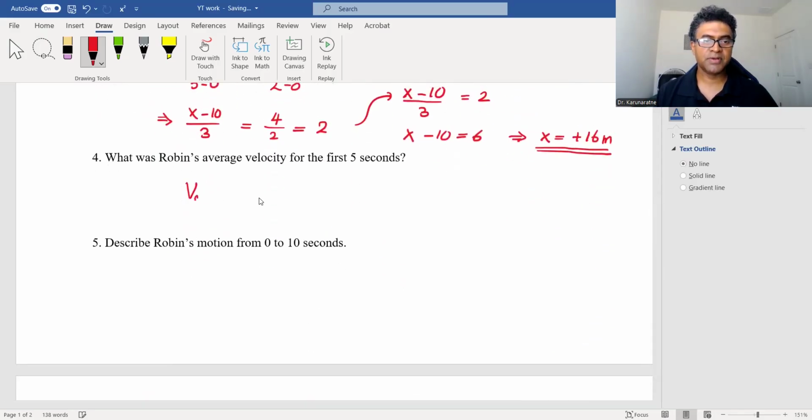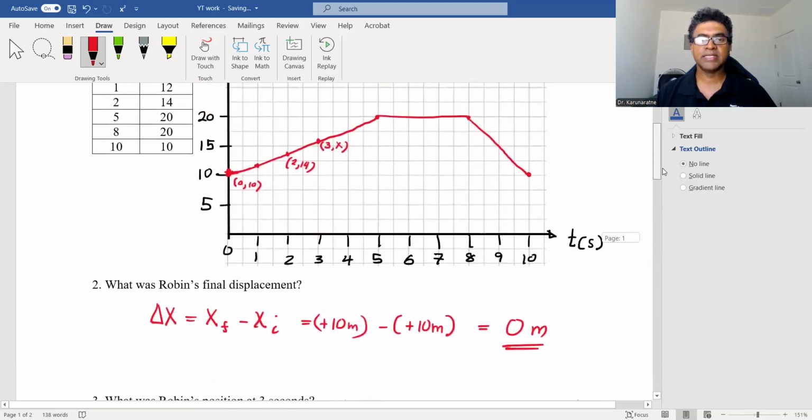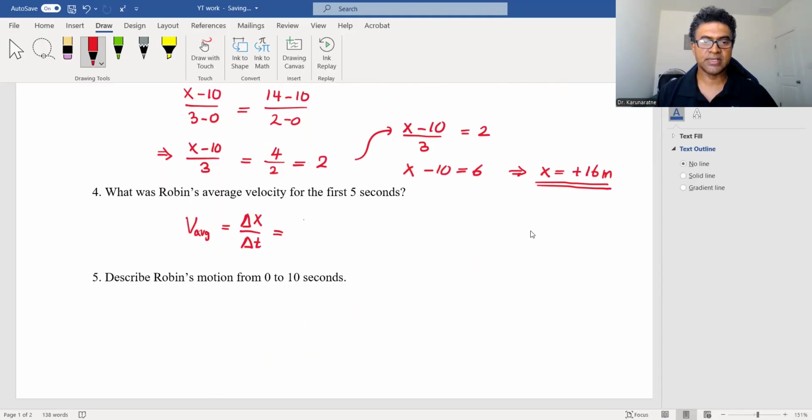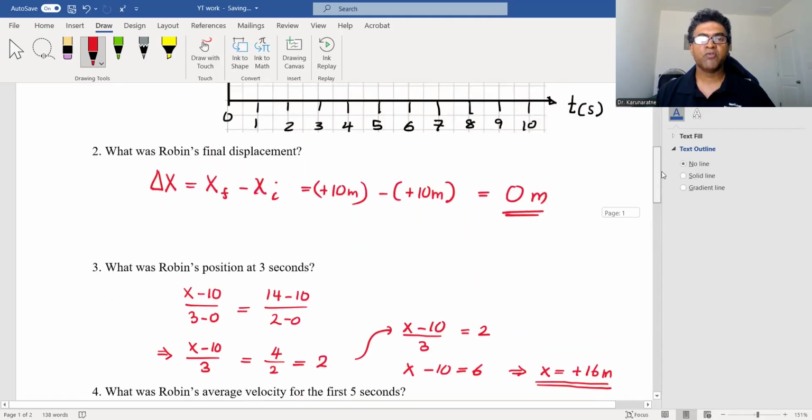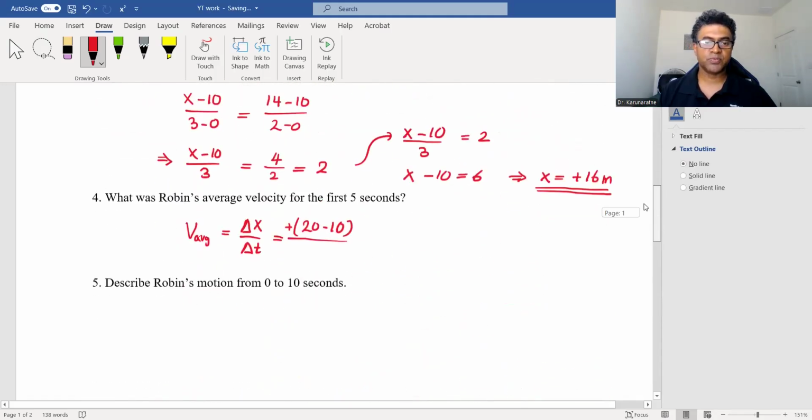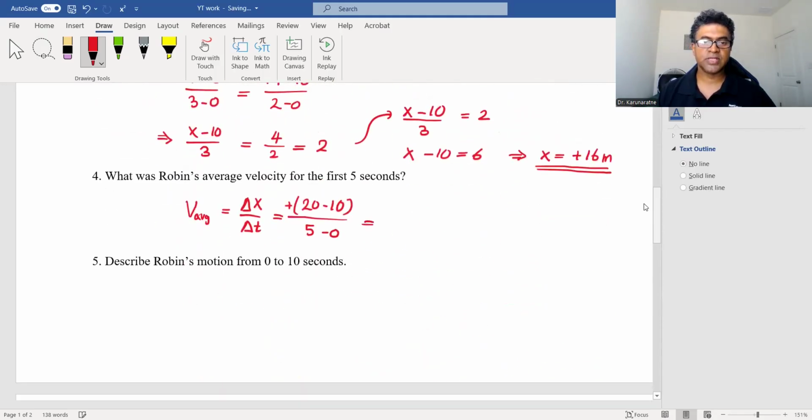So I'll write average velocity is equal to change in position divided by change in time. The change in position is 20 minus 10, and these are positive values. Divided by, what is the time difference? 5 seconds minus 0. So then you can see plus 10 divided by 5, which is plus 2 meters per second.